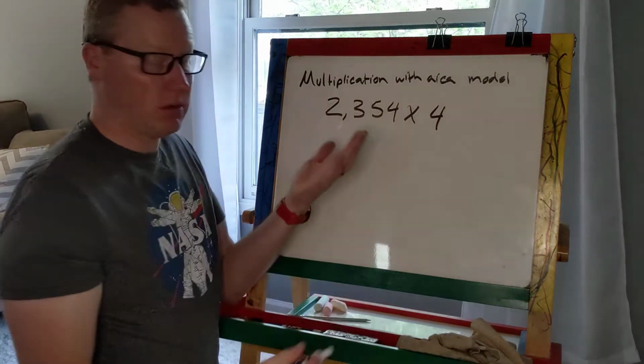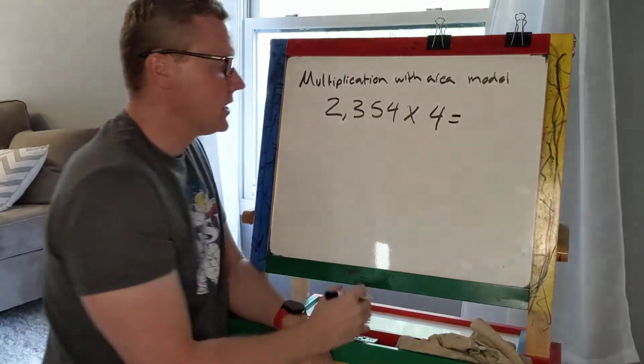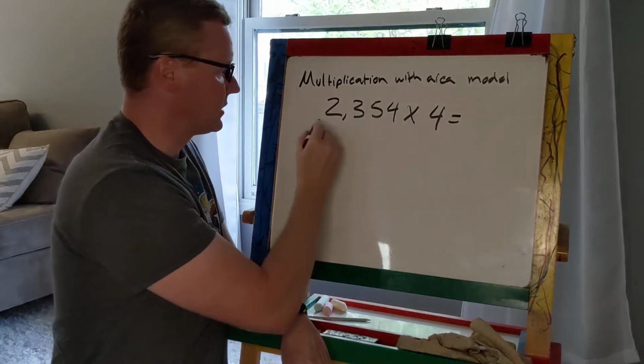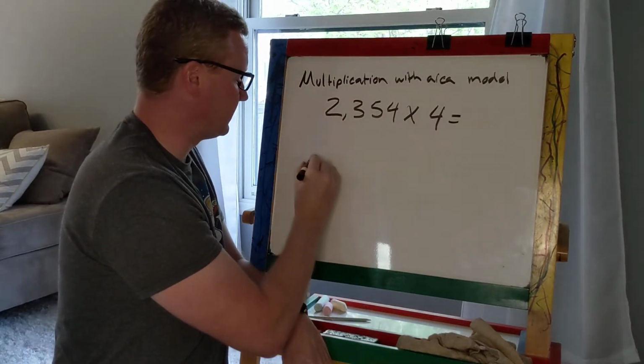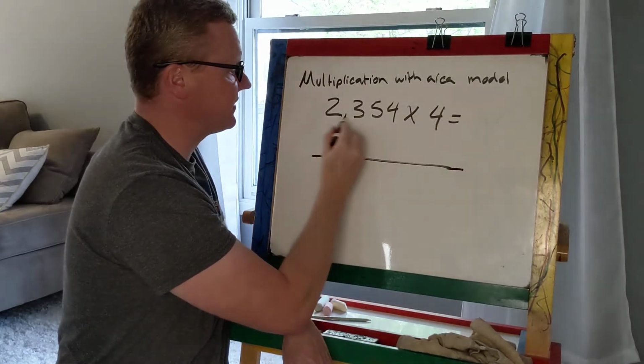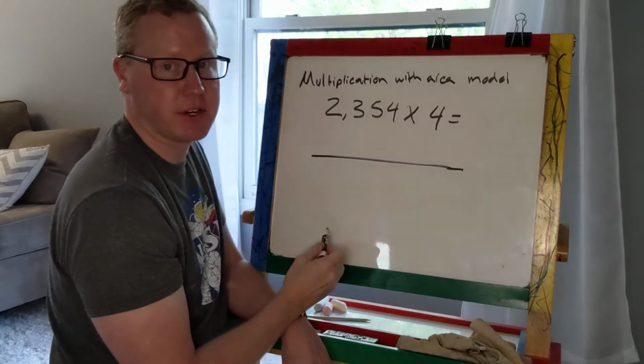And a lot of you guys were like, whoa, Mr. B, I don't know how to do that. You can still break it up the same way when you do your place value thing. So let's break it up. I'm going to make my box. I'm going to make it a little bit longer this time. I'm going to break up the place value of this number and put it on top first.